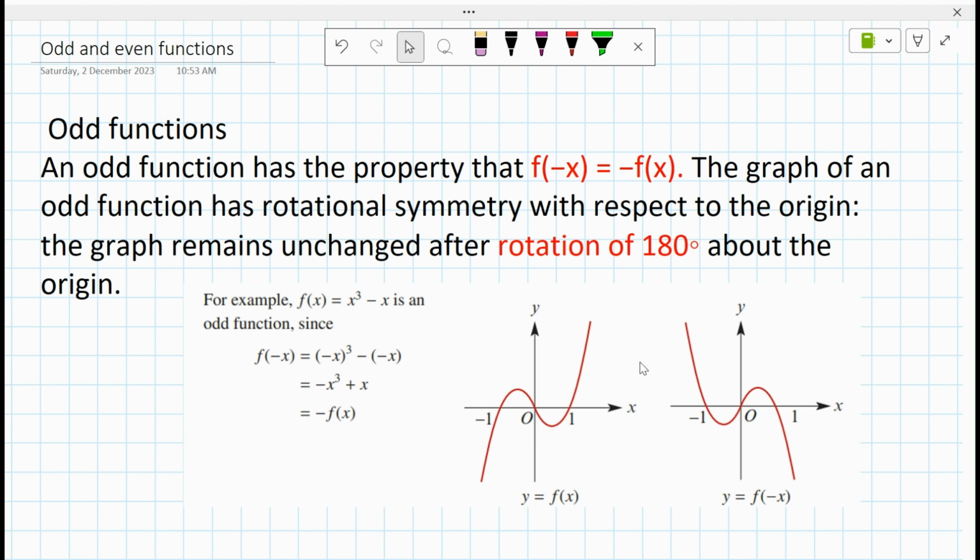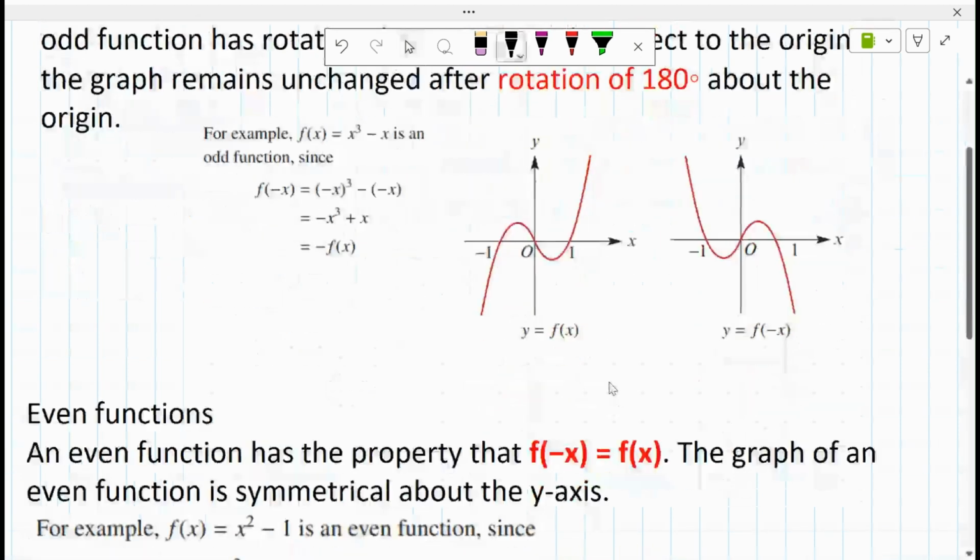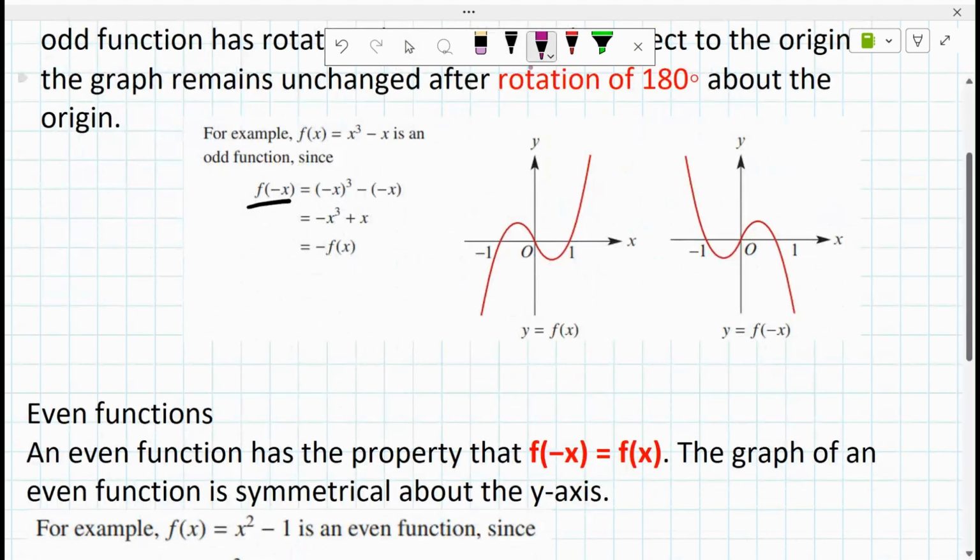An odd function has the property that f(-x) = -f(x). The graph of an odd function has rotational symmetry with respect to the origin, which means the graph remains unchanged after a rotation of 180 degrees about the origin. So if f(-x) = -f(x), that means it's an odd function.